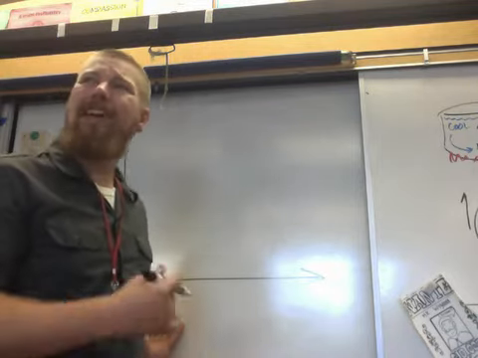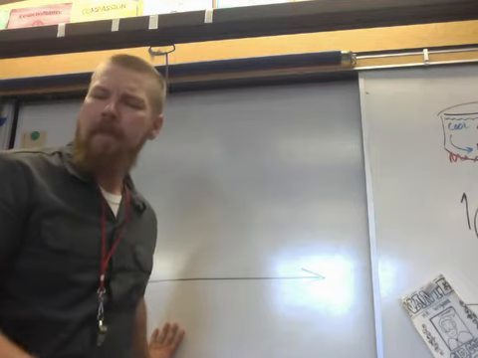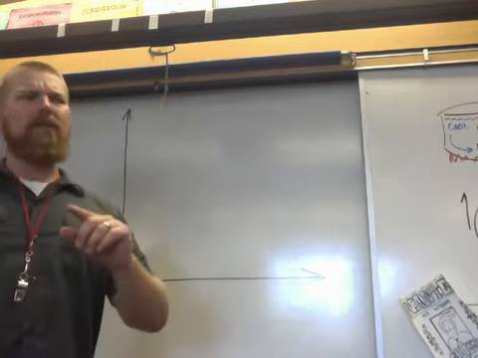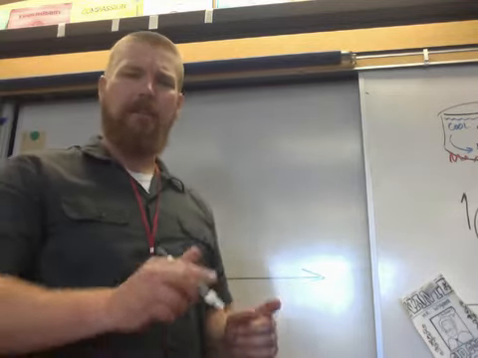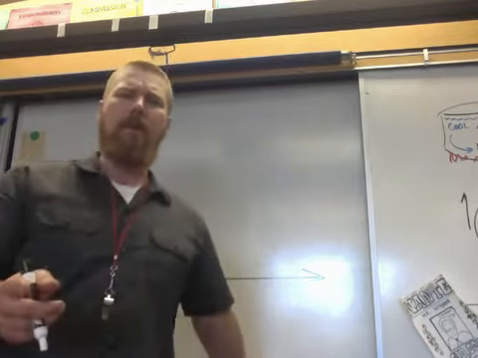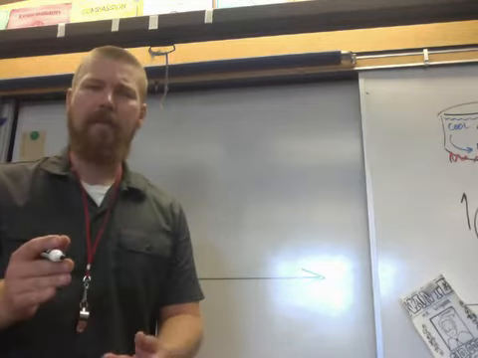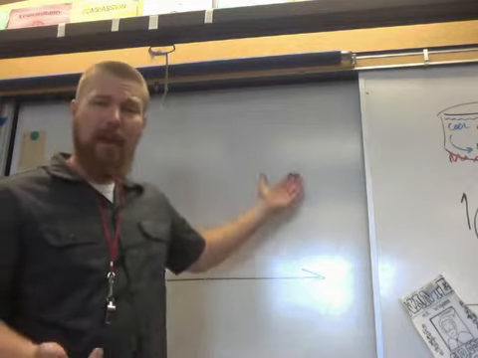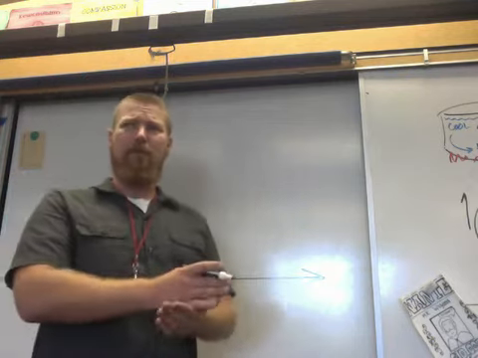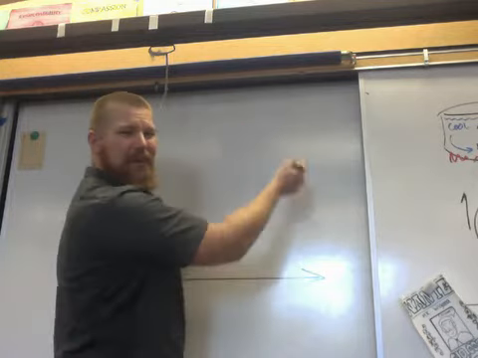I like to label my graph as soon as possible, title it, just because otherwise I'll forget. So for heating Earth's surface, what we're measuring is the change in the temperature of the sand and the water over time. We were checking the temperature every minute for 20 minutes. So that's what I'm going to title my graph. I'm just going to make it really descriptive. Change in temperature of sand and water over time. Put it somewhere at the top.